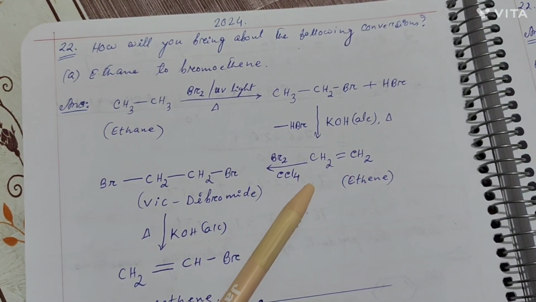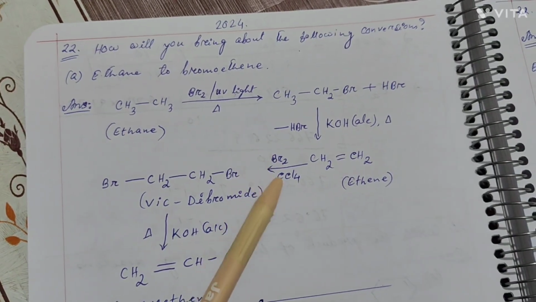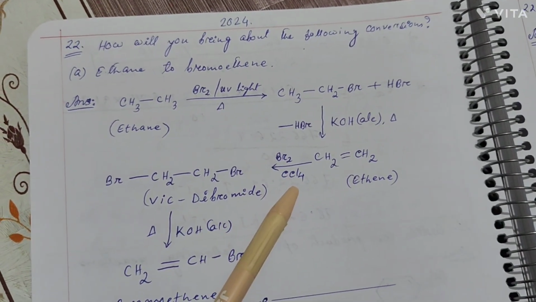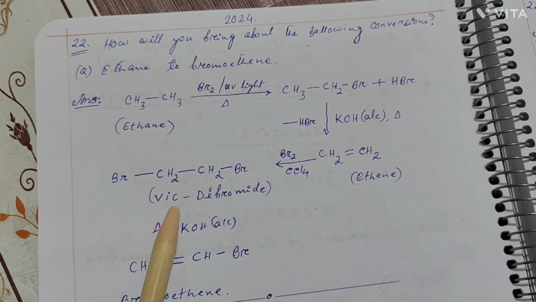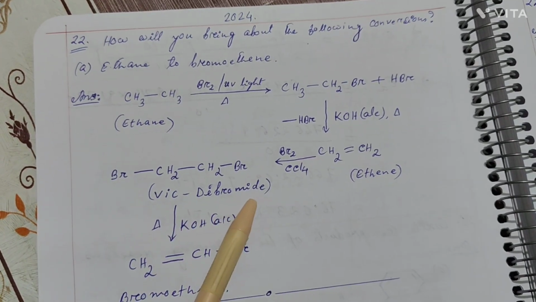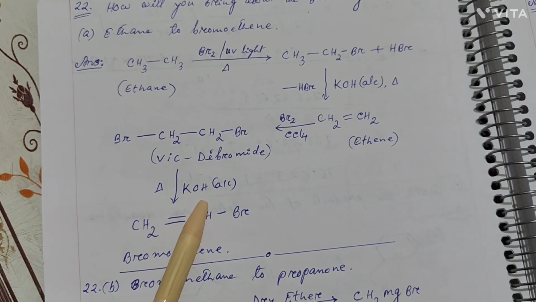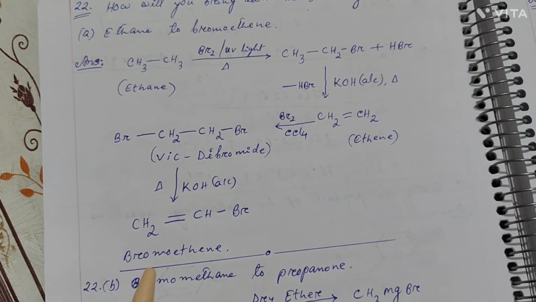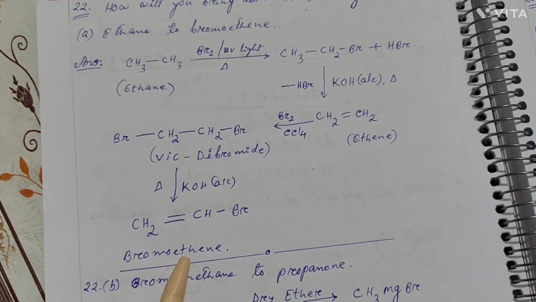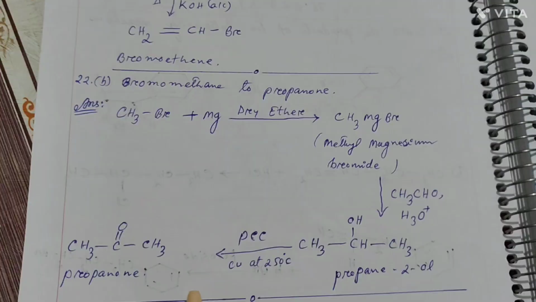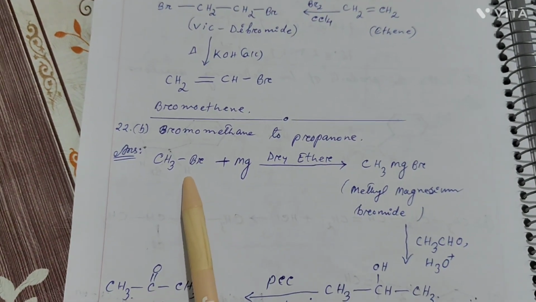In ethene, use these two reagents, bromine and CCl4, carbon tetrachloride. You will get vicinal dibromide. In the dibromide, use this reagent, alcoholic potassium hydroxide, then bromoethane will form. Next, bromomethane to propanone. This is bromomethane.